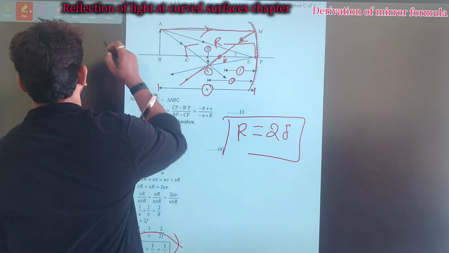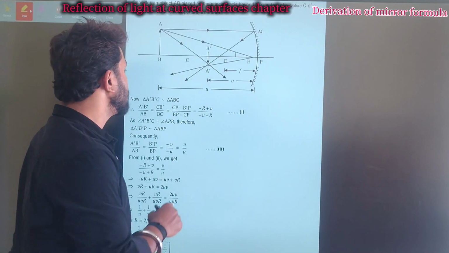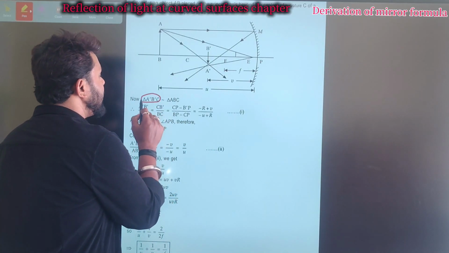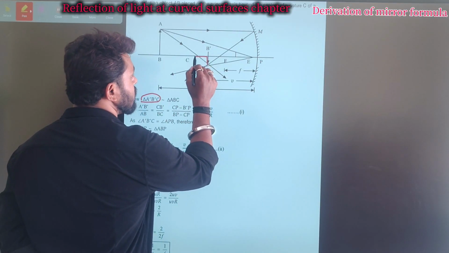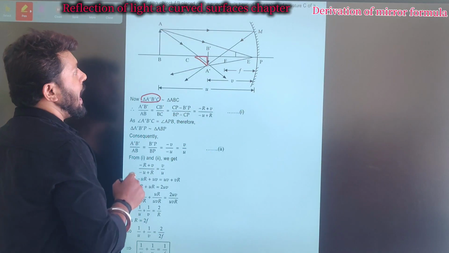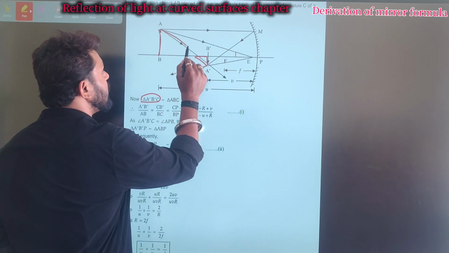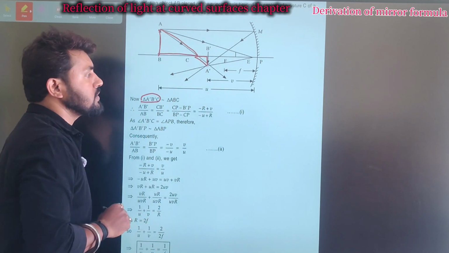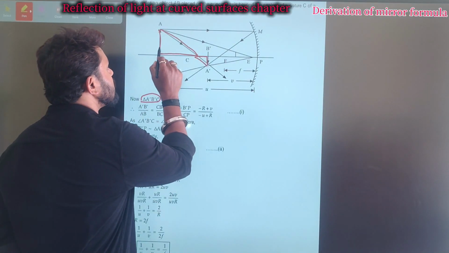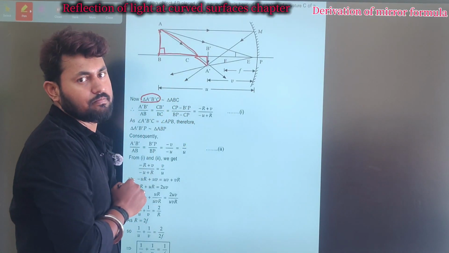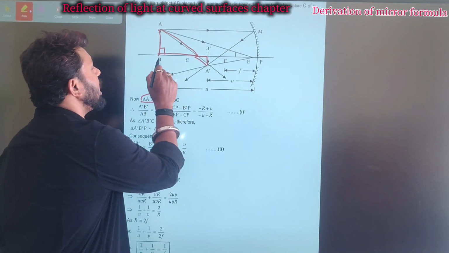Now moving ahead, let me take the triangles. Triangle A dash B dash C, that is this small triangle that I have, and the bigger triangle that I have, that is A, B and C. Now if you look at this triangle very carefully, you will know that this triangle is a right angle triangle which is making a right angle at point B.